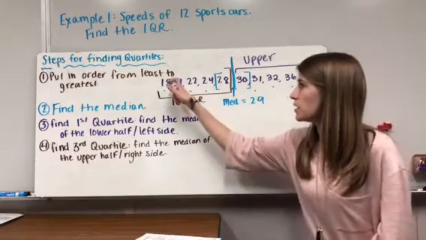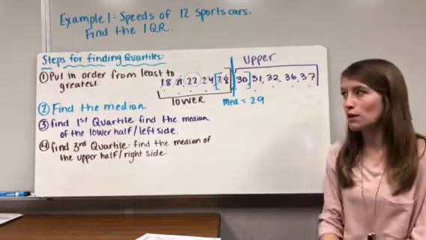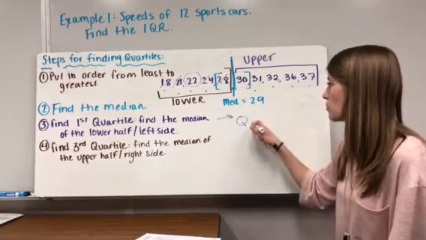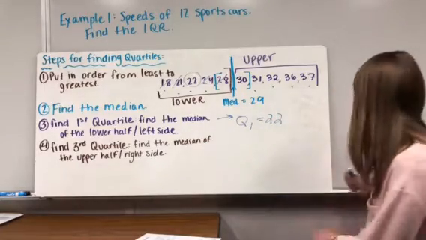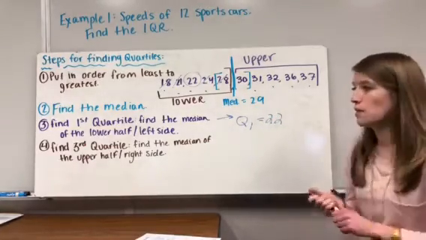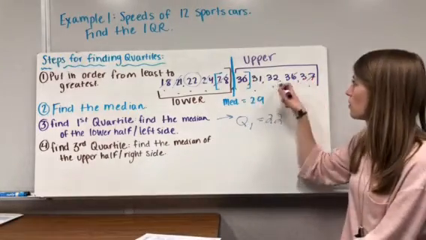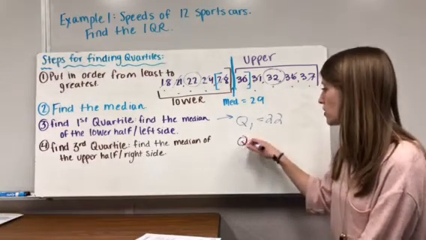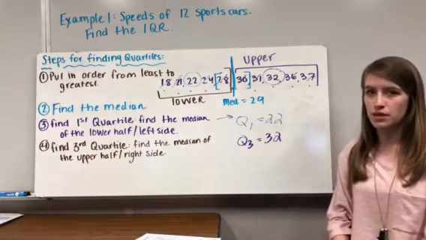So let's find the median of the lower half of the data. We're at 22. That is our first quartile. Quartile 1 is 22. Let's find the median of the upper half, or the right side of the data. Again, we include 30. We find our middle balance point. We have 32. Q3 in this case then is 32.